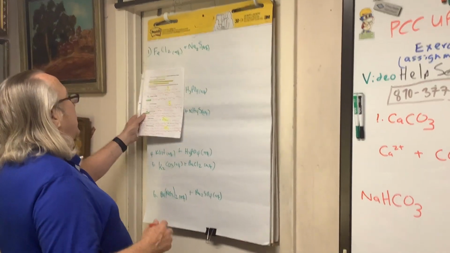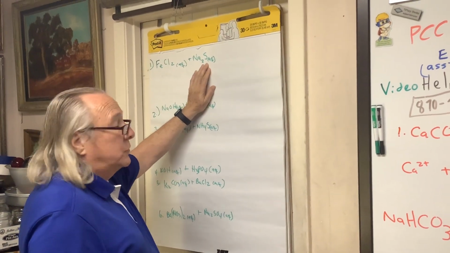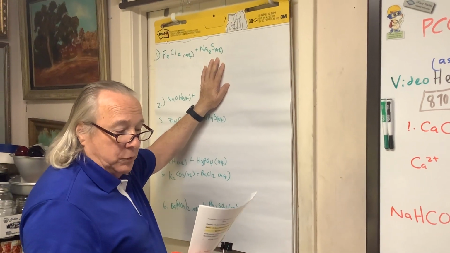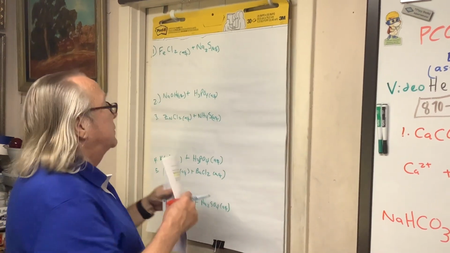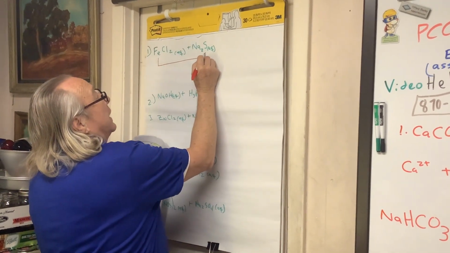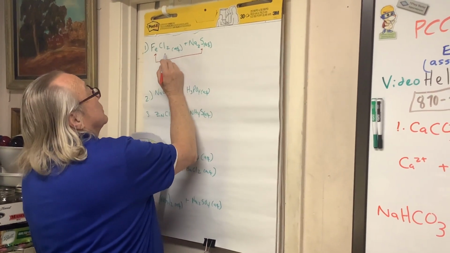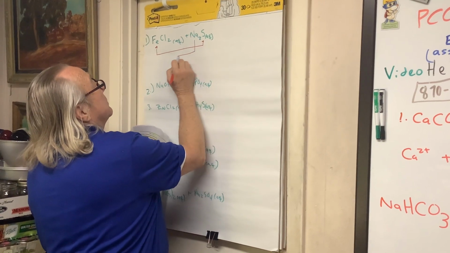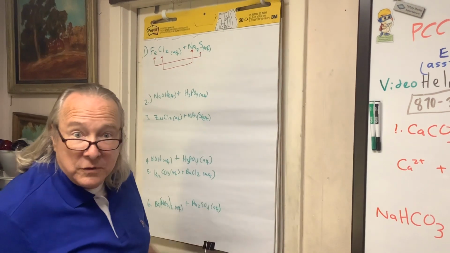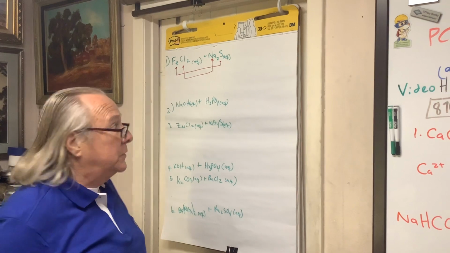Our first one was iron chloride, aqueous, in water, plus sodium sulfide. It said, predict whether mixing will result in the formation of a precipitate. So what I want to do is have the iron go with the sulfur and have them change places, and of course have the sodium go with the chloride. Does everybody know sodium chloride is soluble in water? You can dissolve salt in water. It is a soluble salt.